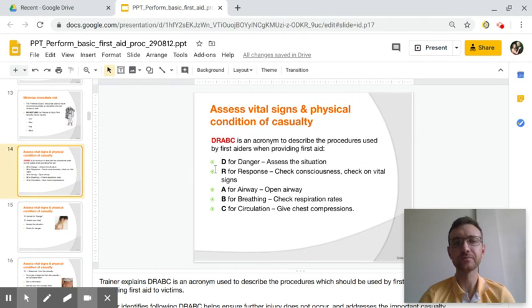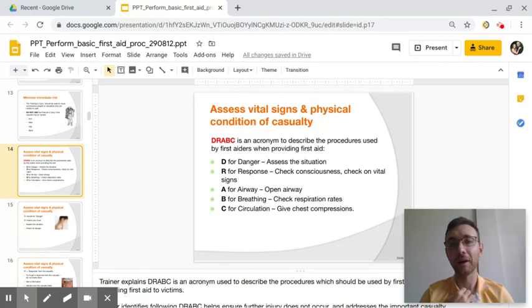first aid. D stands for danger, so assess the situation. We walk into the room, we see the victim, we need to look around. That means assess the situation. What's happening? Is the house on fire? Is there a bad guy that's hurting people? Is there water on the ground? Is there a problem with the electricity? So we're looking for danger. D is danger.